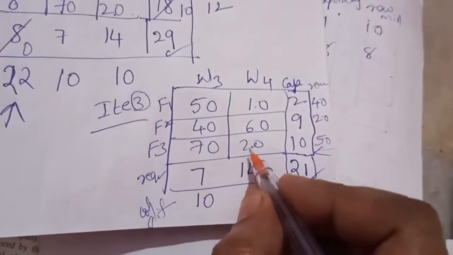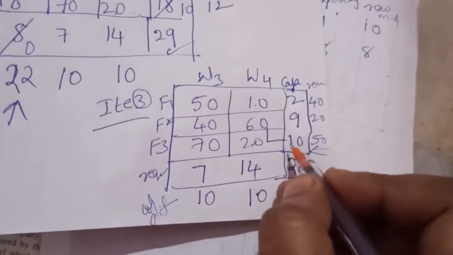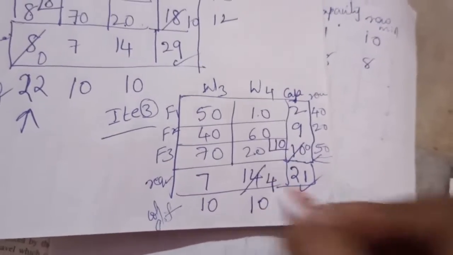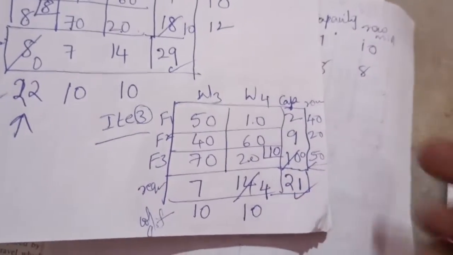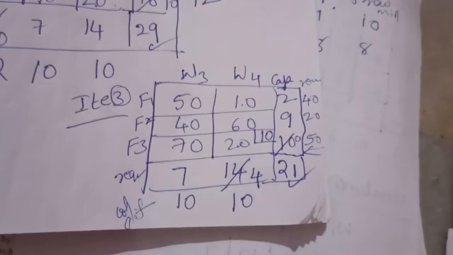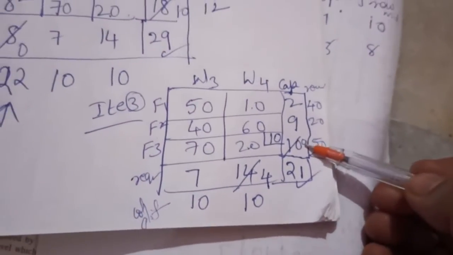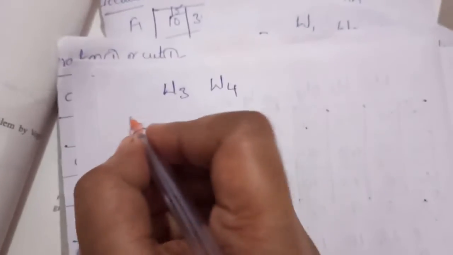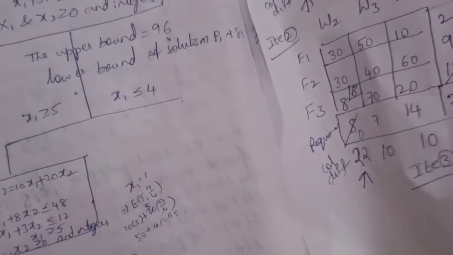In these two values, 20 is the minimum, so allocate the maximum allocation of 10 here; 0 will come here and 4 will come. In the next iteration the F3 row will not be there, because the allocation value 0 came. So take W3, W4 and F1, F2 only.